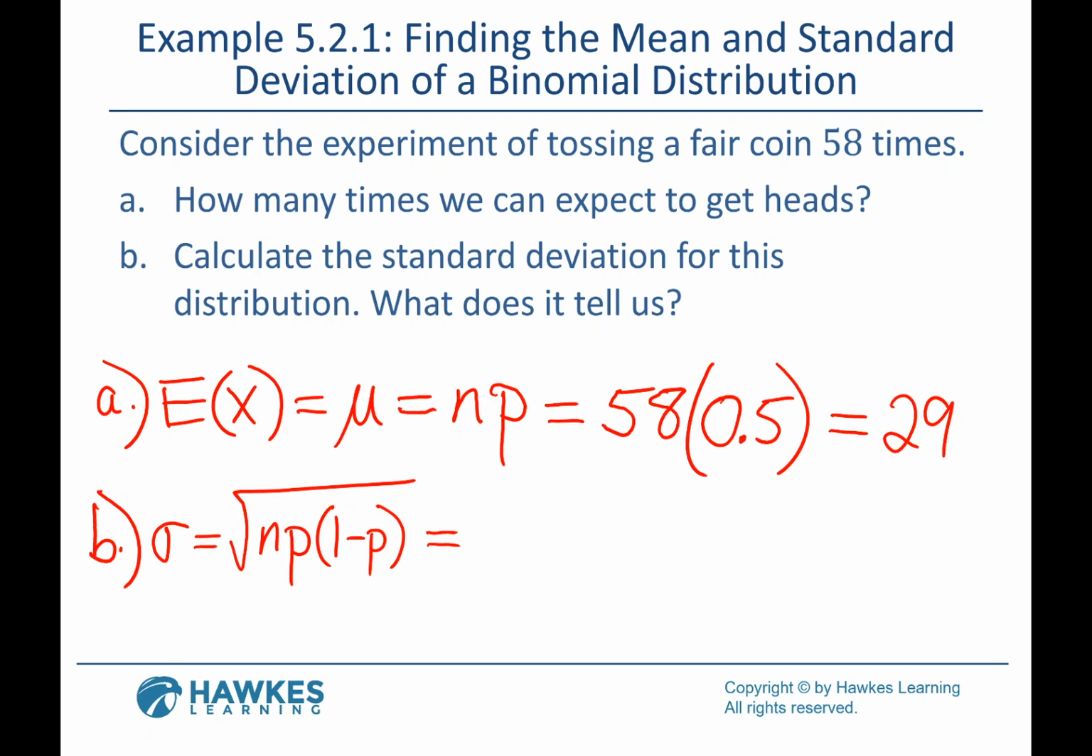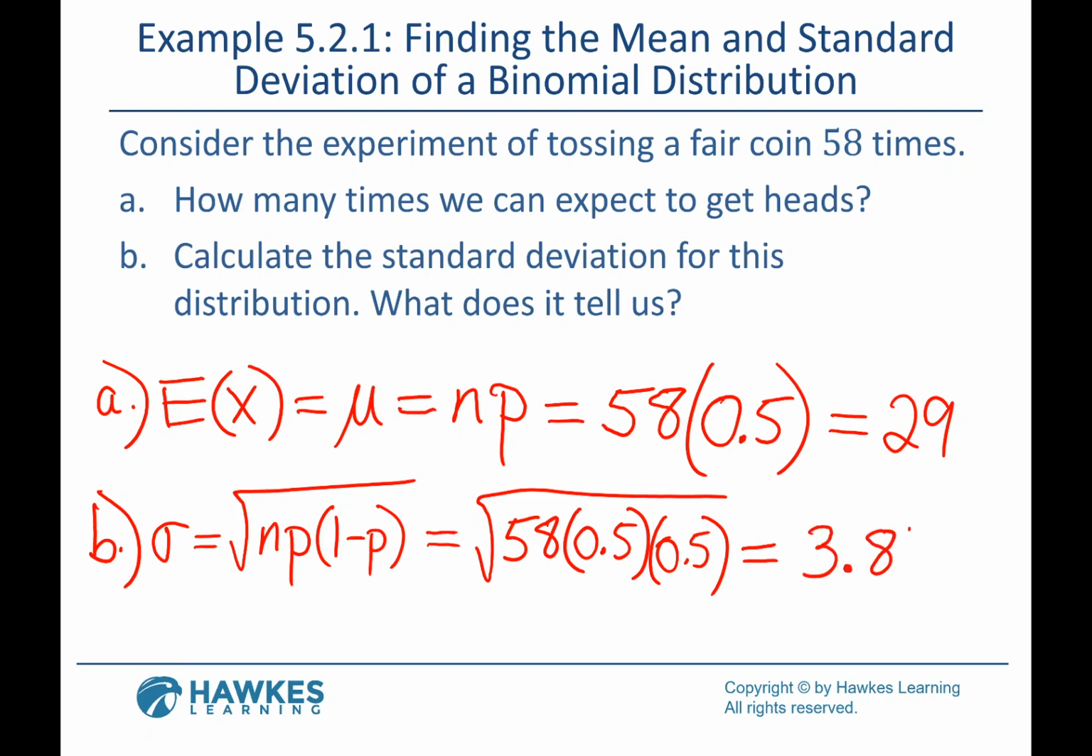We've already figured out the two numbers we need, n and p. We just plug in, so n is 58. P is 0.5. 1 minus p, we would do 1 minus 0.5, which is 0.5. So we do 58 times 0.5 times 0.5, and then we take the square root. On this one, it doesn't tell us how to round, so I'm just going to round to 2 decimal places. That one comes out to about 3.81.